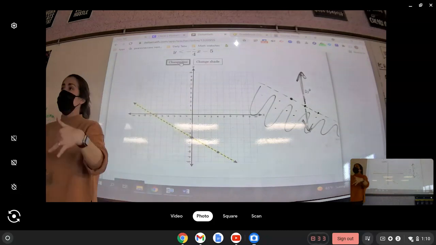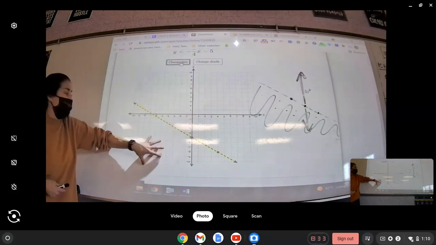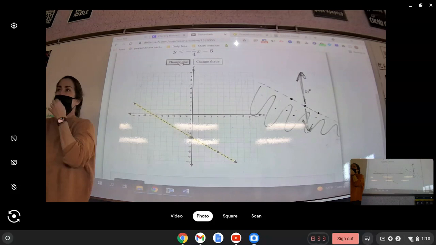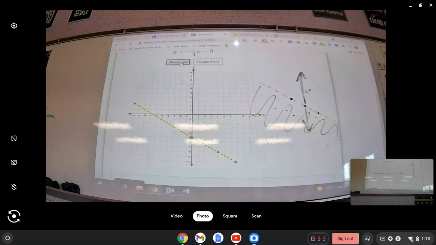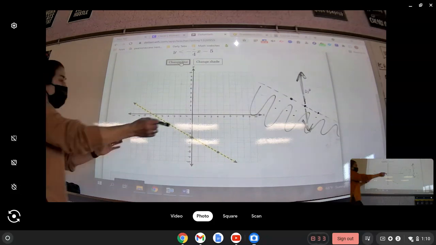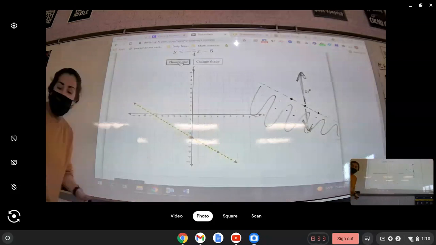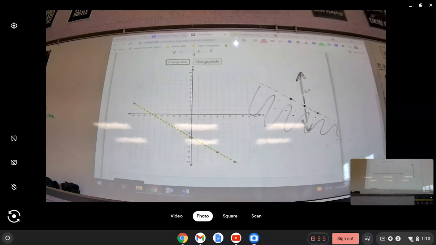And the minute you hit the change shade button, it's going to throw shade here, or it's going to throw shade here on one side of the line. And you just keep clicking it until it's on the side of the line you want it. We said we wanted it below, on this side. So just hit the change shade button.